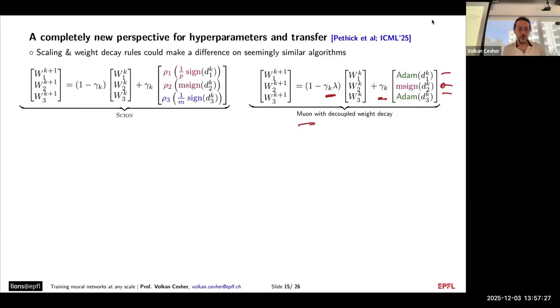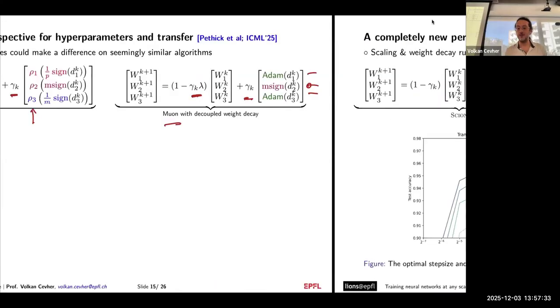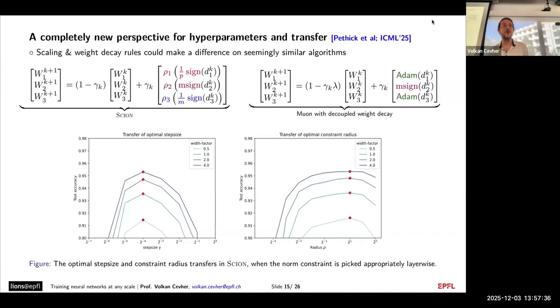Look at this. You don't have weight decay in Frank-Wolfe. You have a step size. You have the radii. When you do this, you have transfer of the step size and the radii for neural networks that scale. So this is very nice for hyperparameter transfer.